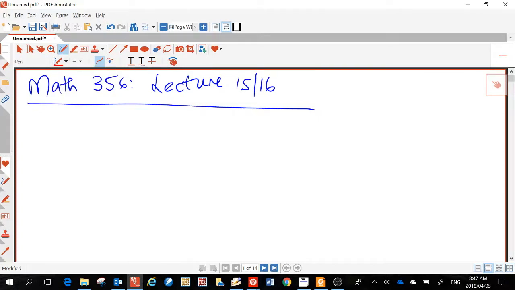Now, today we're going to flood you with a few new words. So just hang in there, some unfamiliar words. Let's start off with the word holomorphic.